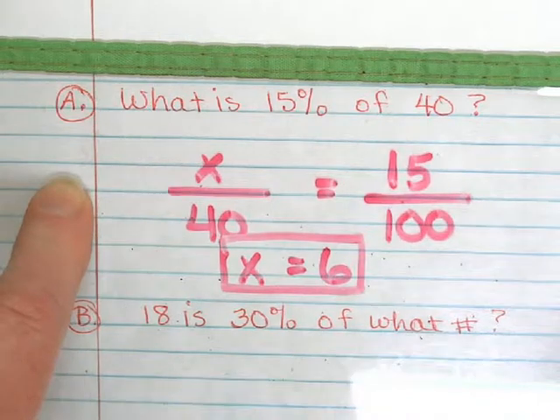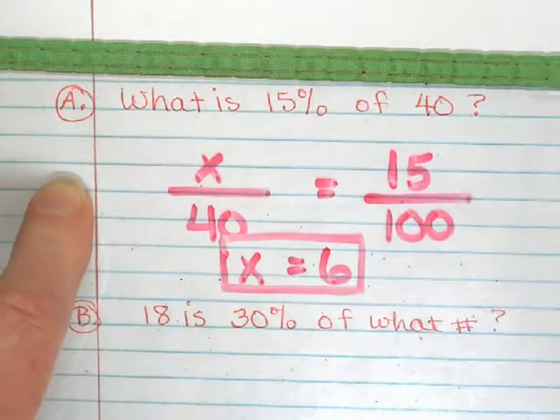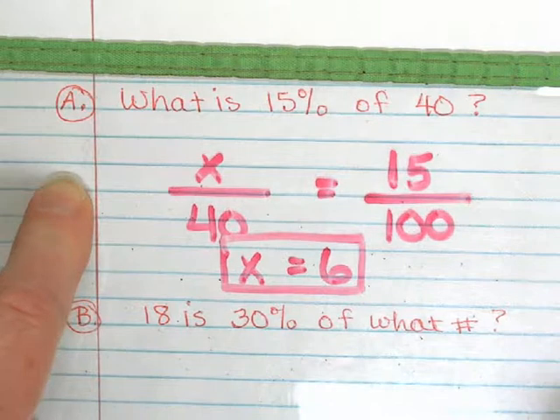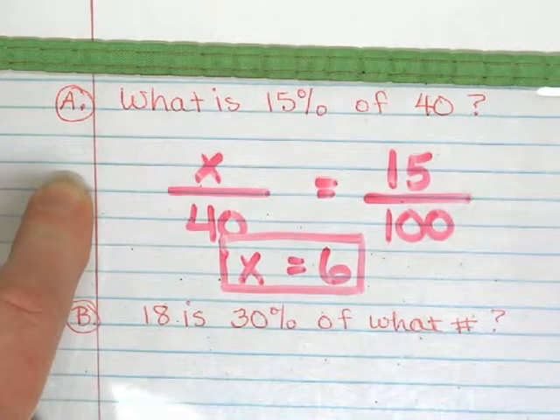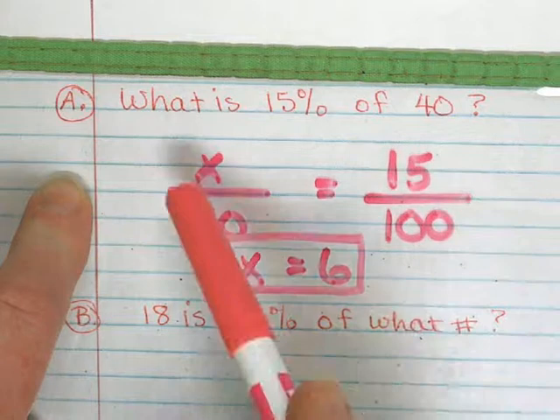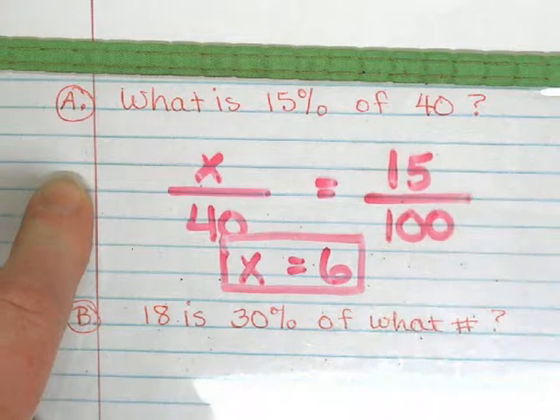Wait, so it would just be like 2. Yes, isn't it kind of like multiplying? It is, yeah. Unfortunately we don't have time to go over what we did in our POD today, so that's why we're going to use the is over of equals percent over 100.